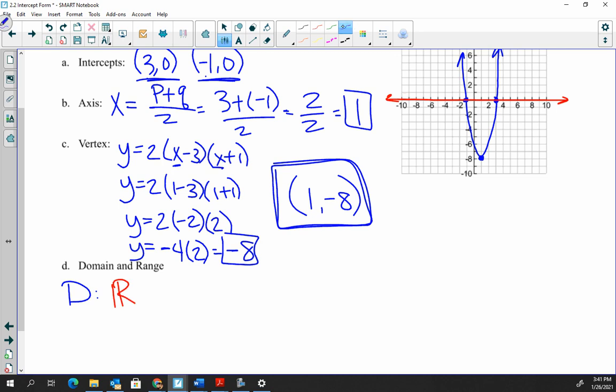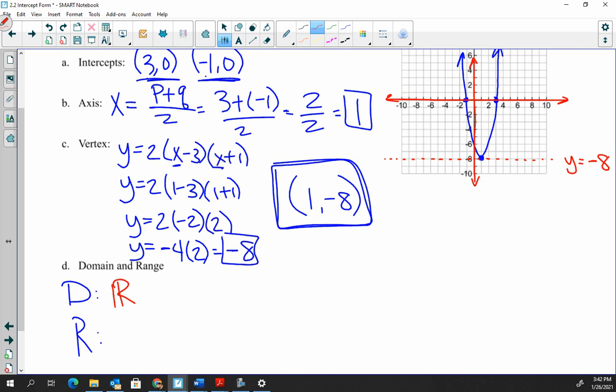Okay. And what about the range? Remember, the range is going up and down. So I'm reading the graph up and down, and I'm asking myself, does the graph ever stop going up and down? And the answer is yes. If I start up and read down this line, I eventually get cut off here at y equals negative 8. Okay, that's where I get cut off. So that's going to be the end of my range.